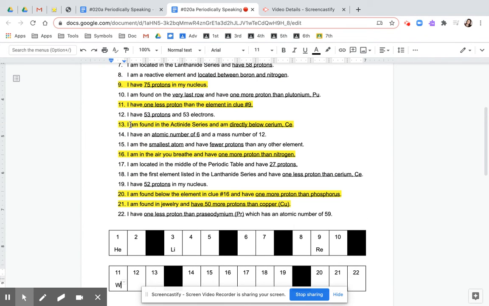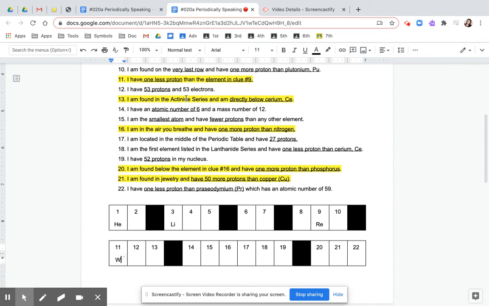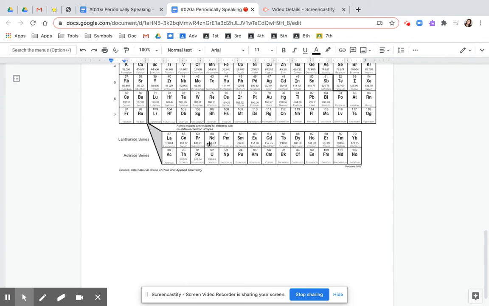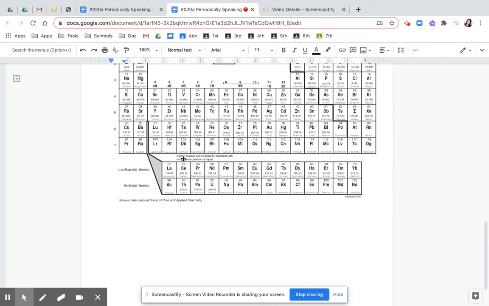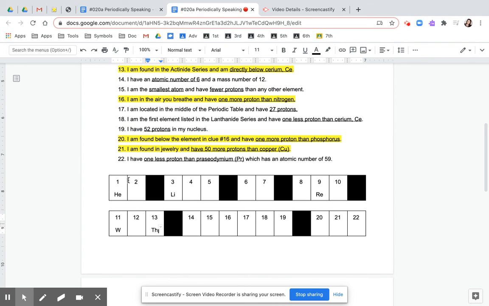Okay. 12 says I have 53 protons and 53 electrons. Let's do 13. I am found in the actinide series and I'm directly below cerium, Ce. So remember, actinide series means, we talked about it, the row on the bottom, directly below cerium. So here's cerium. Below it is thorium. Thorium. So Th. Okay, so that was question 13. Capital T, H. All right.